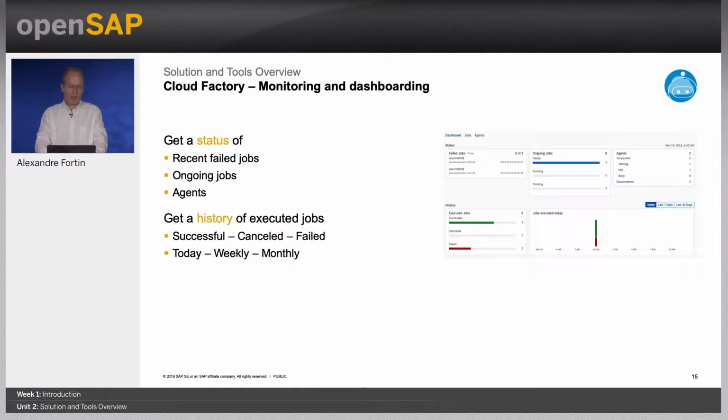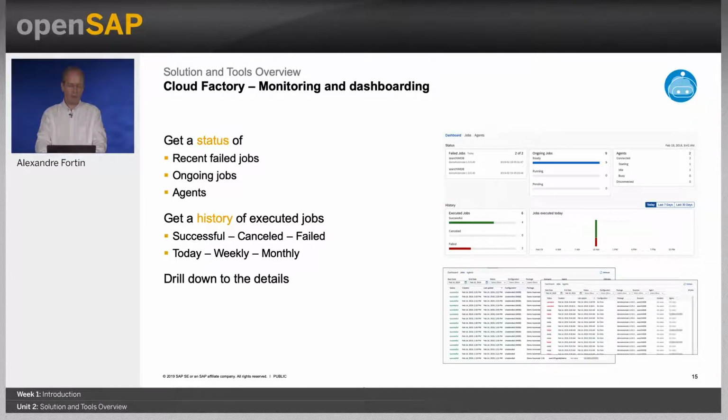At the bottom, you've got a history of all the executed jobs, whether successful, cancelled, or failed, on a daily, weekly, or monthly basis. And you can drill down to the detail from the tile or from the chart.